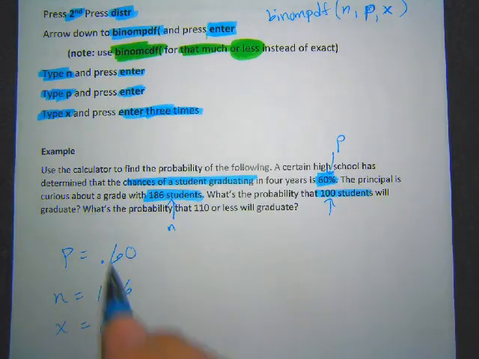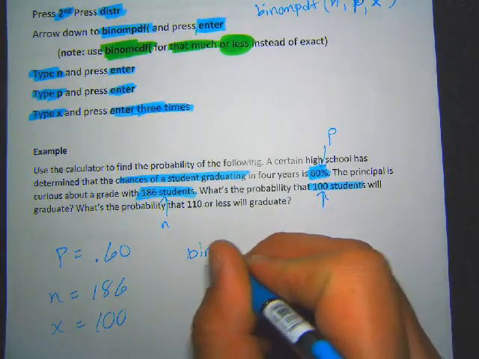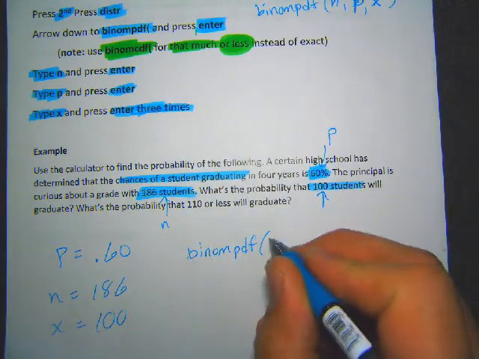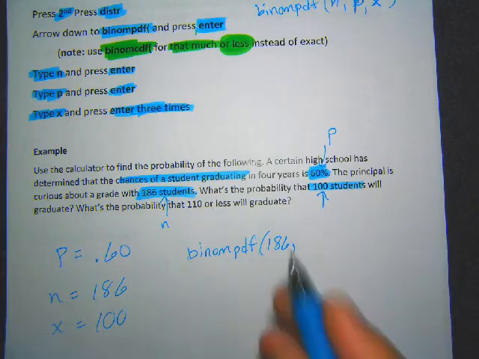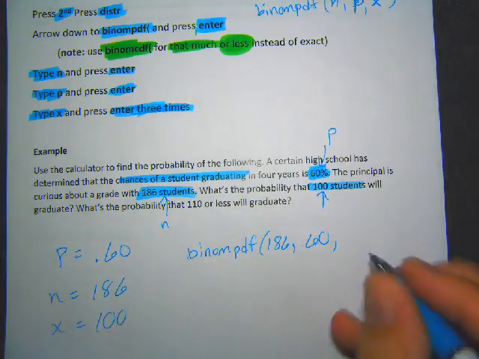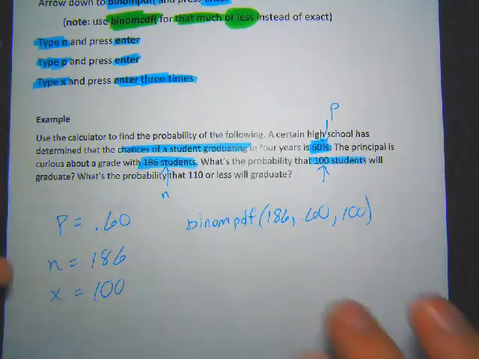Now, I didn't write these down in order, so again, when you do this, make sure you do them in order. So you have the binomial PDF. You always want to start with the N first, so 186 would go first. The P, which would be 0.60, 0.6, and the X, which is 100. So that's how you type it in. Again, if your calculator is not helpful, that's how you have to do it.